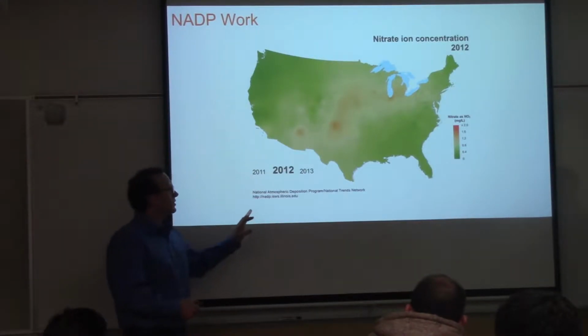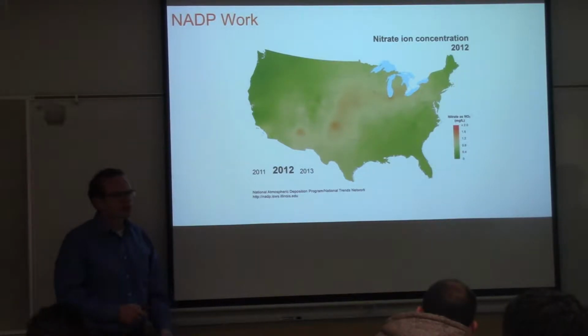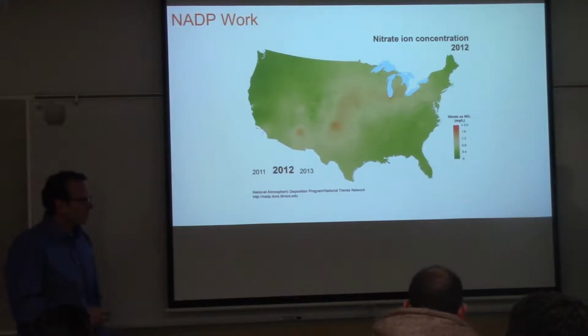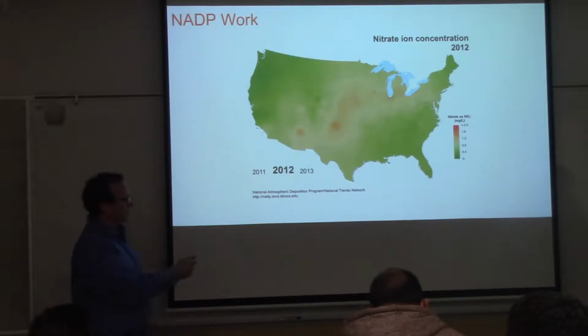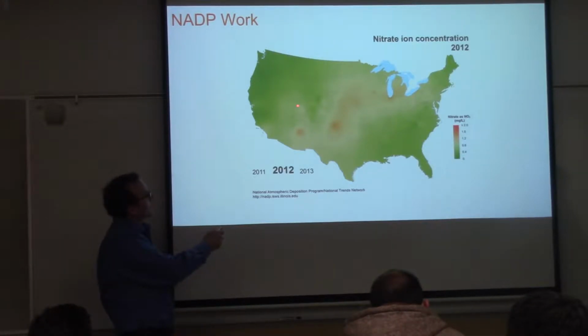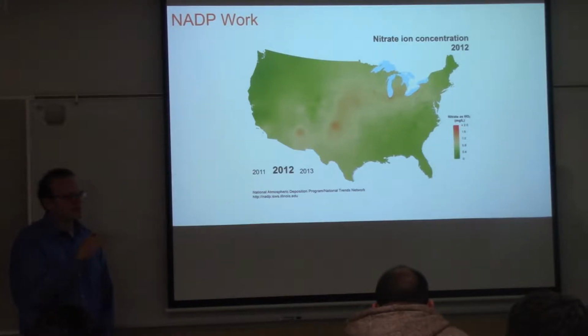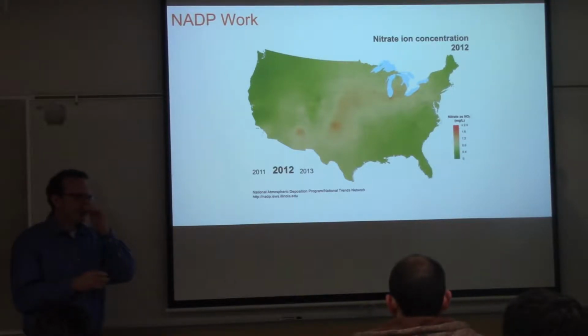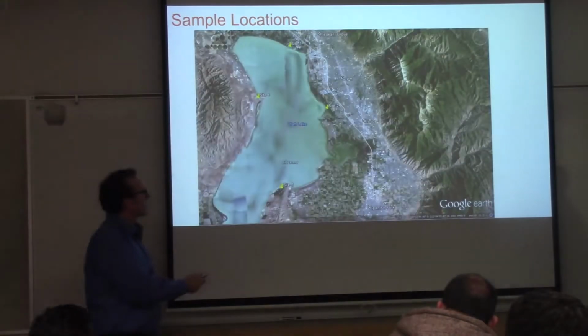So some of the NADP work includes providing concentrations of nutrients as they fall. This right here is a nitrate ion concentration map from 2012. And we can see here that Utah, in this map, is most likely uniform, but in other years we do have a pretty big bullseye right around Utah County where you have all this dust collecting.